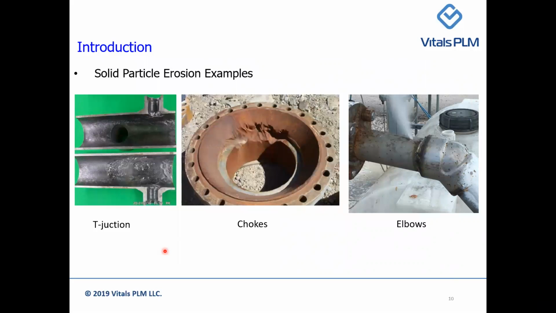So these large quantities of sand particles in transportation systems can impact the inner walls of different fittings and equipment, such as T-junctions, valves, chokes, sudden contractions and expansions, elbows, and other pipe fittings. Components in which the flow direction changes suddenly, such as T-junctions or elbows, are the most vulnerable parts to solid particle erosion.